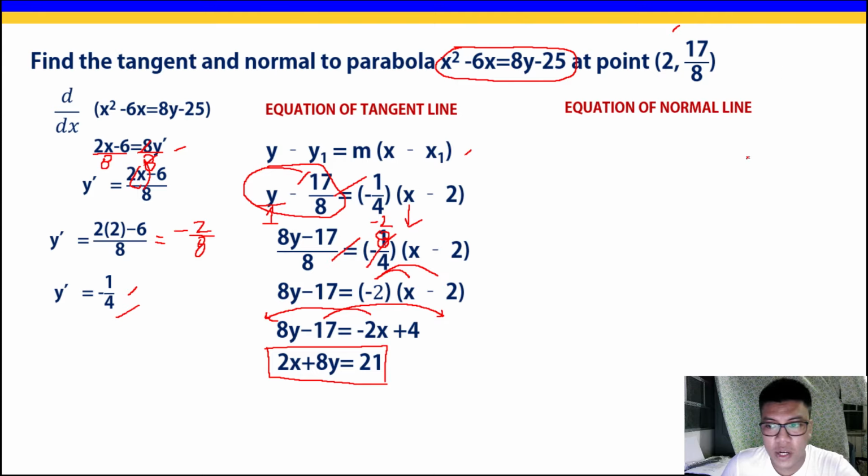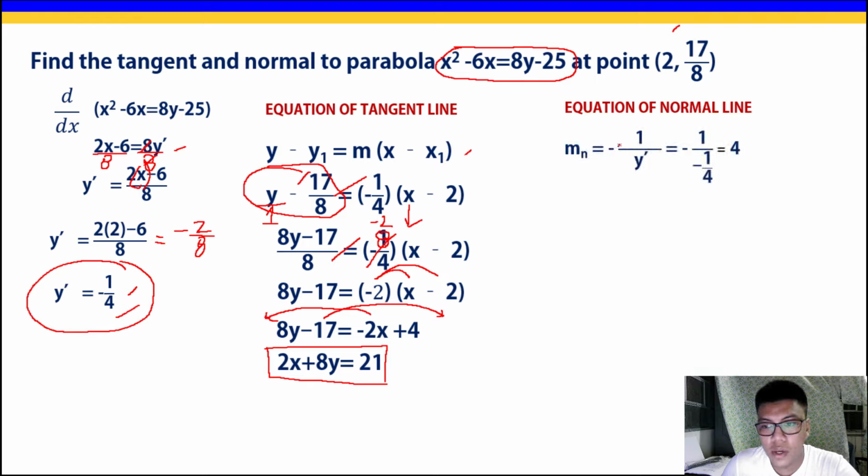equation of normal line naman, so una natin gagawin, nakuha na natin yung slope, di ba? Hindi naman ito yung gagamitin natin, dahil ito ay slope ng tangent line. So, first thing to do, we get a negative reciprocal of our slope. So, we have m sub n, or the slope of our normal line, is equal to negative 1 over m sub 1, or that is equal to negative 1 over negative 1/4.